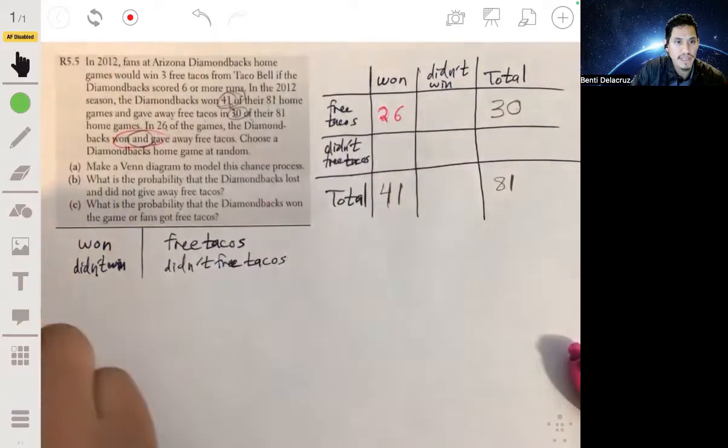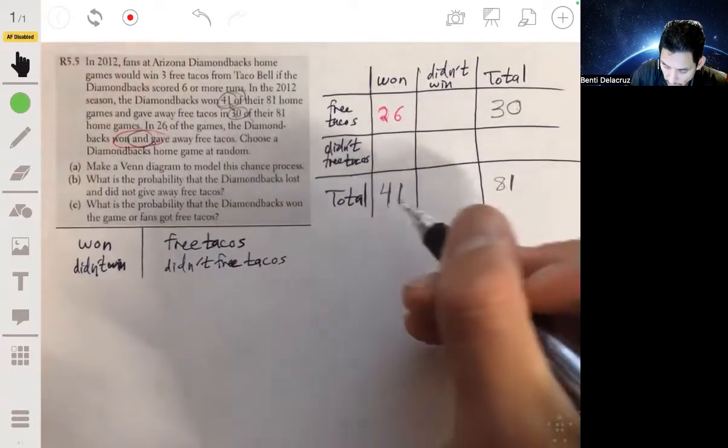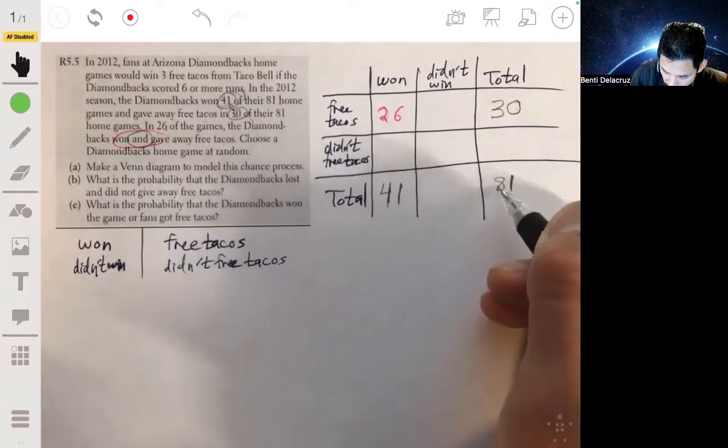So those are the 4 numbers they give you. And just basically using simple addition, you can figure out the rest. You know, 41 plus 1 gives you 81. So 40 would be here.